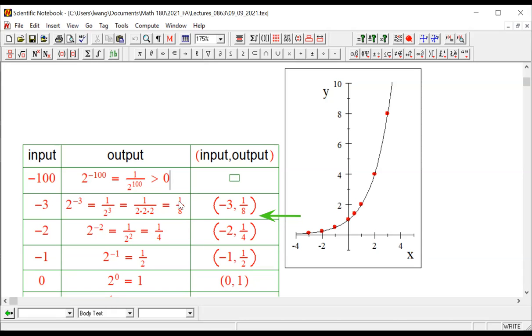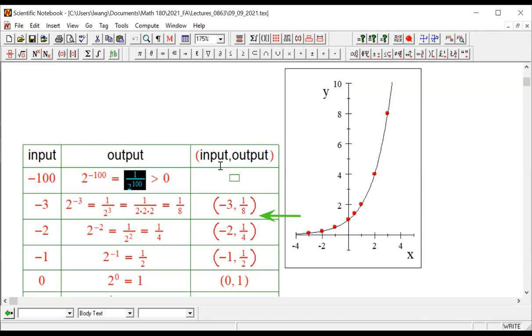Okay, so even though this number is never 0, it gets as close to 0 as you want, because you can keep choosing the input to be -101, -105, -10,000, and so on and so forth. These numbers will keep getting smaller and smaller, but never get to be 0.